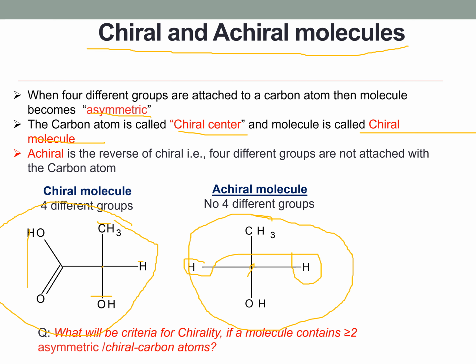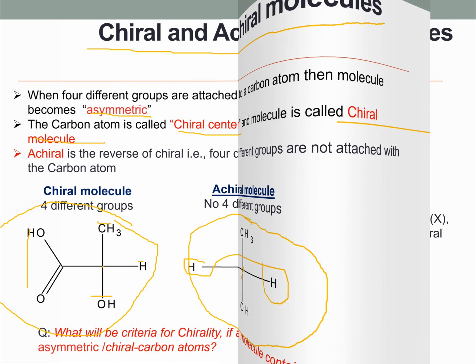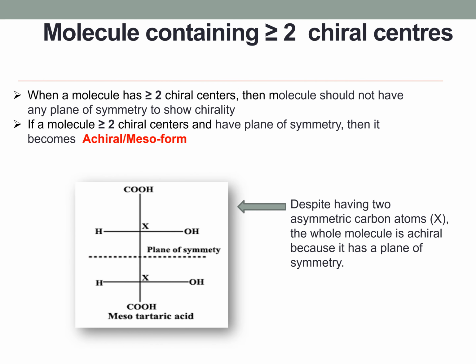Now the question comes, what will be the criteria for chirality if a molecule contains two or more asymmetric carbon atoms? We'll discuss in the next slide. Molecule containing two or more than two chiral centers.